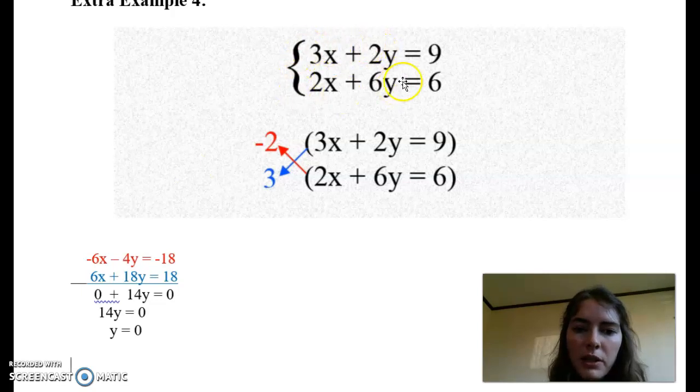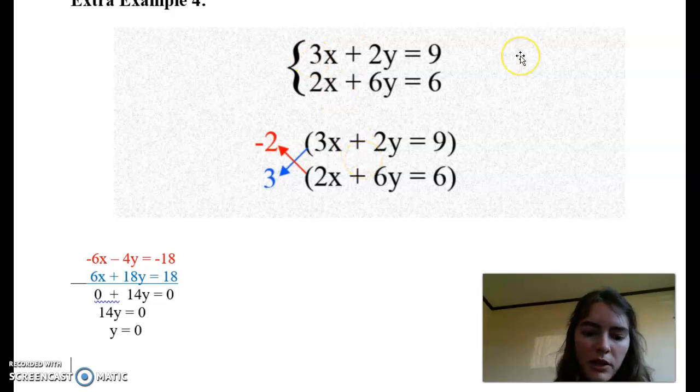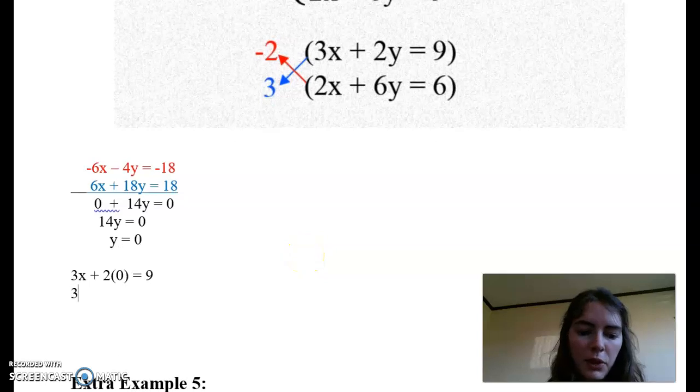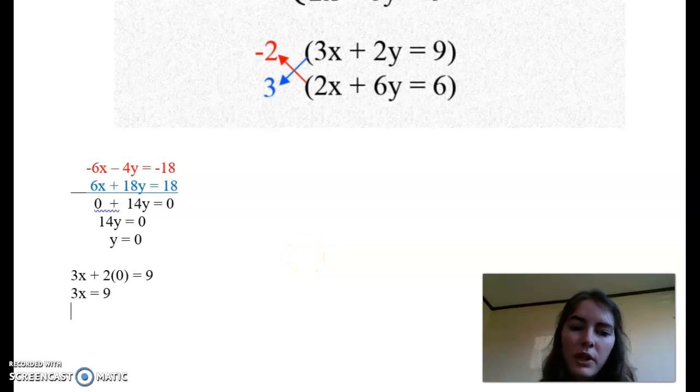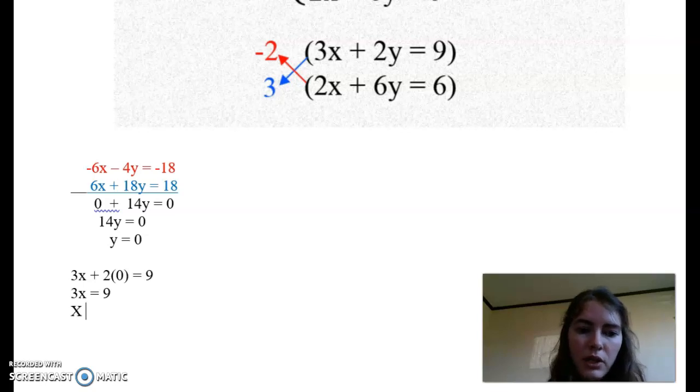Okay, now that we know that y equals 0, we can put it back into any of our equations. We can go back to these original ones because they have smaller numbers than these. So let's put that y in there. So we have 3x, I'm just going to use the first one, 3x plus 2 times 0 equals 9. And then we know that that would just be 3x equals 9. 3 times what number equals 9? So x, 3 times 3 equals 9. So x equals 3. Okay. Now we can say one solution at, put our x first, 3, 0.